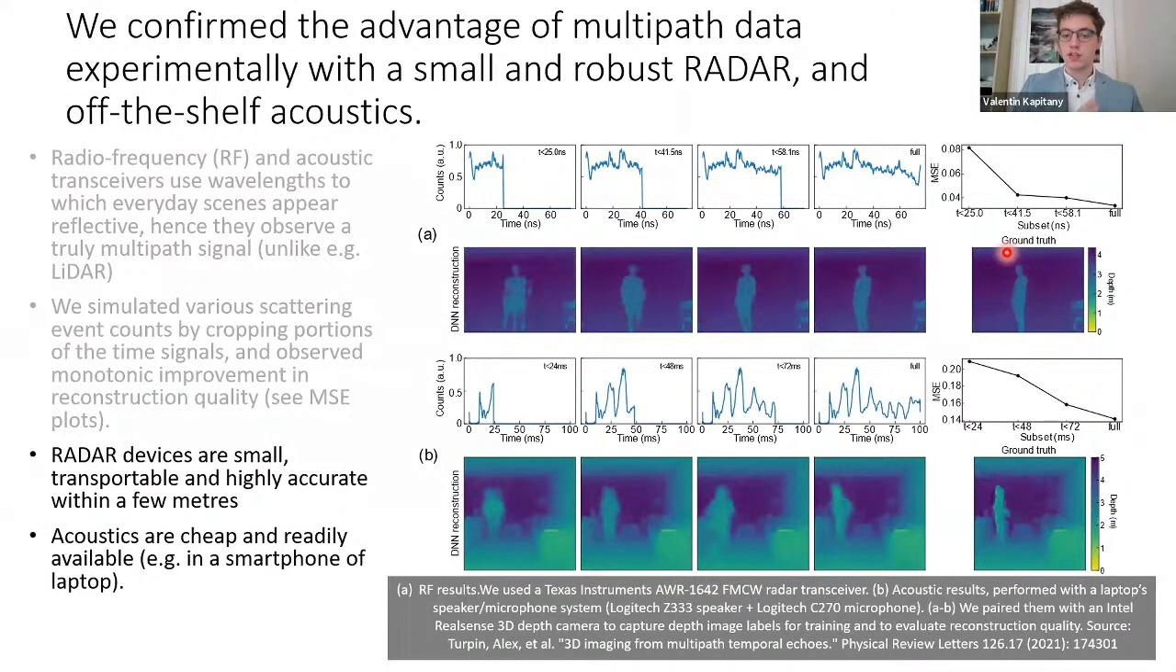And this gives us a nice side advantage to this project: we've been able to convert radar devices, which are small, transportable, highly accurate within a few meters, and more convenient than a laser system in many ways, as well as acoustic systems, which are readily available for most people on your smartphone or on your laptop, into 3D imaging devices, exploiting machine learning and multipath scattering events.